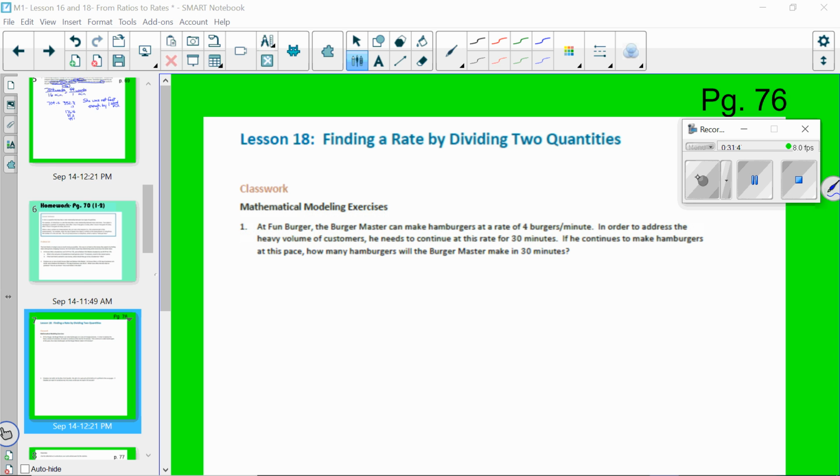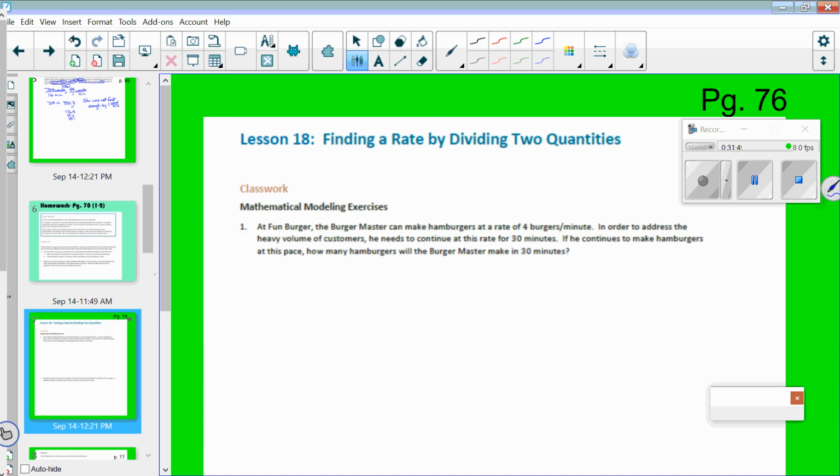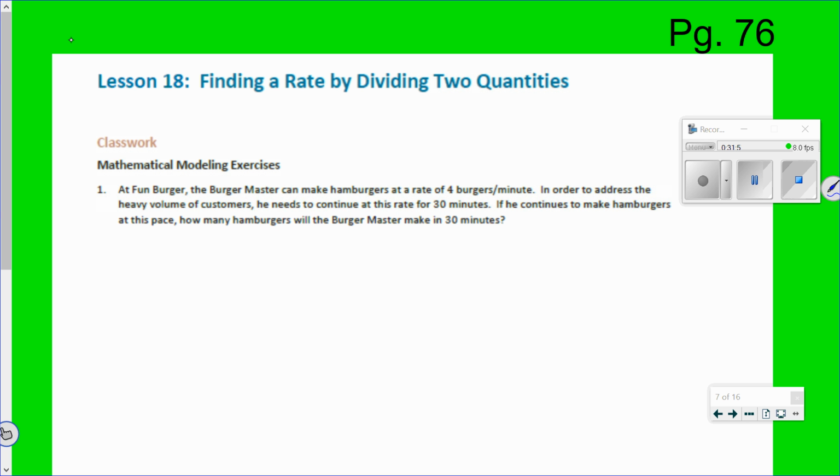Okay, let's go to page 76. We're going to do the next one. Now we're going to do finding a rate by dividing 2 quantities. On this one, it's a fun burger. Burger Master makes burgers at a rate of 4 burgers per minute. In order to adjust to the heavy volume of customers, he needs to continue at this rate for 30 minutes. If he continues to make hamburgers at this pace, how many hamburgers will Burger Master make in 30 minutes?